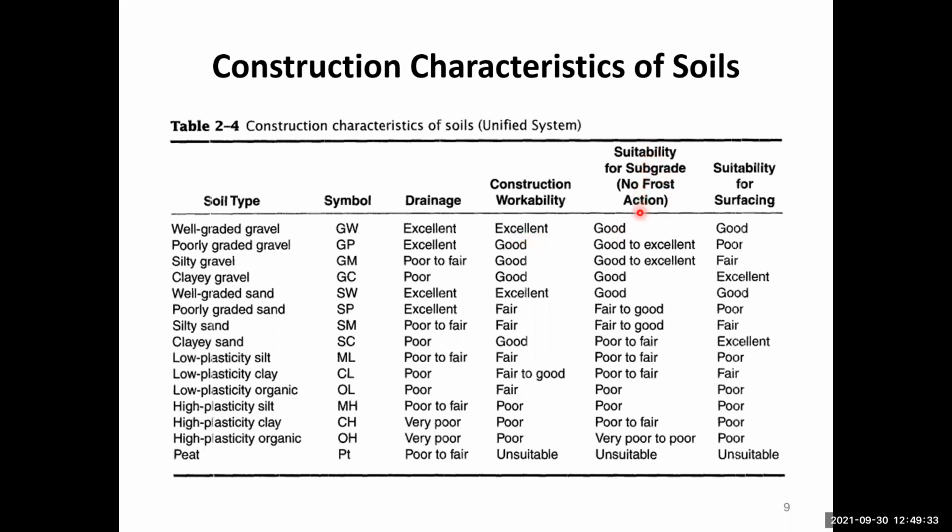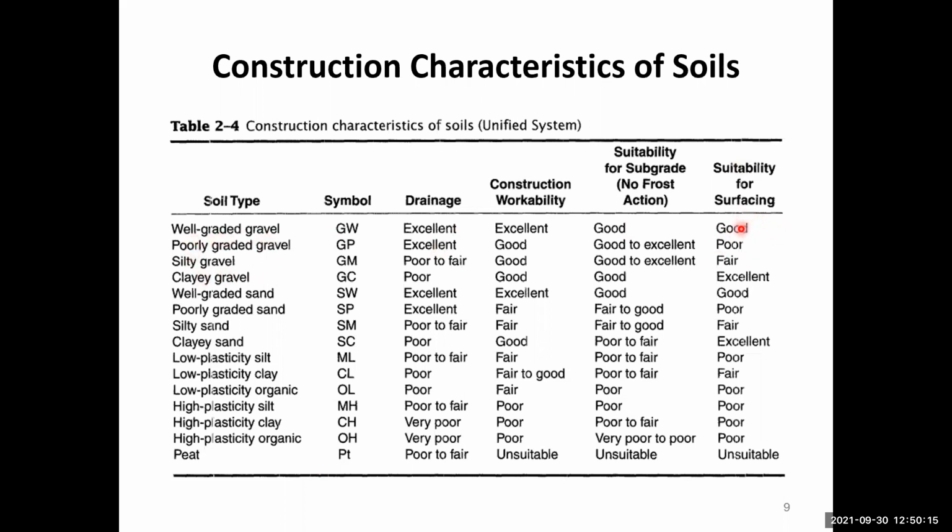Then suitability for a subgrade. Subgrade is the layer of soil for road construction. When a road is constructed, a layer of soil is made, and that layer is called the subgrade. Then on the subgrade, you place the other materials such as the pavement. So for the subgrade, it is a very good material. Its suitability for surfacing is also good because it is a well-graded gravel.